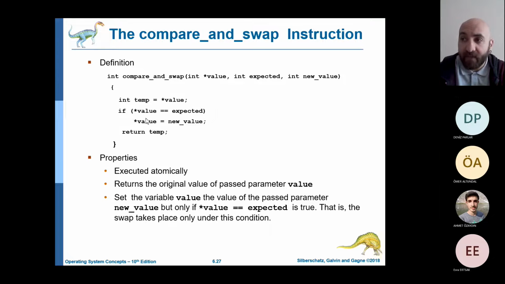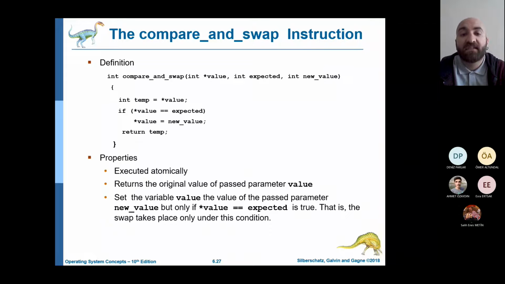Okay, we can change or we can set the value as new value or not based on the comparison, but in every case, we are going to return the original value. So the important characteristic of this instruction is that it is executed atomically again. Thus, if two compare and swap instructions are executed simultaneously, again each on a different core, they will be executed sequentially in some arbitrary order.